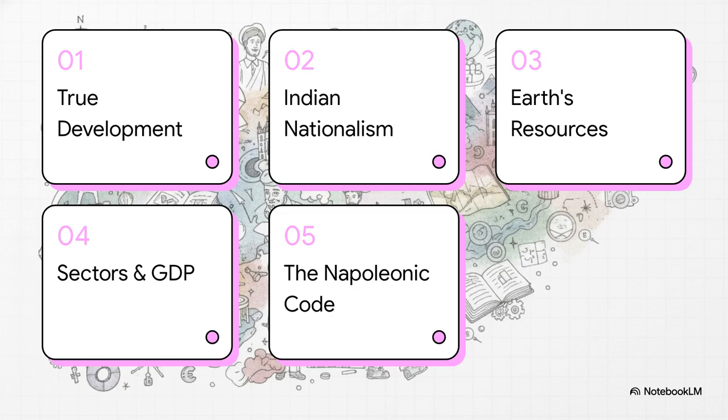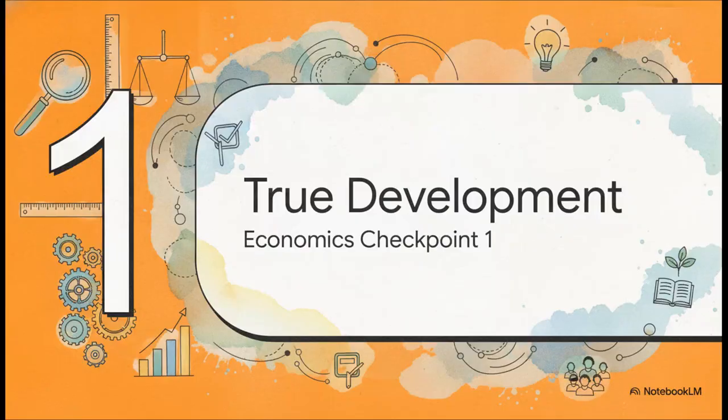Then we jump over to history for Indian nationalism, followed by geography to classify Earth's resources. After that, we're swinging back into economics for sectors, GDP, and employment. And finally, we'll finish up with a sprint to France for the Napoleonic Code. Let's go. All right, Section 1, Measuring True Development.